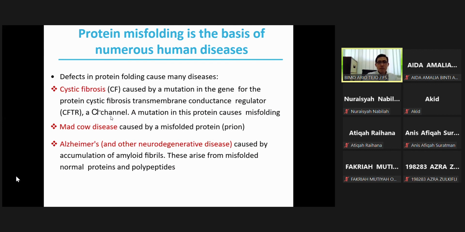Mad cow disease is caused by misfolded protein. This happens in cows. Because of the misfolded protein in their brain, the cow becomes mad. So if you open their brain, you will see some proteins are misfolded there. That's why the cow becomes mentally disturbed.